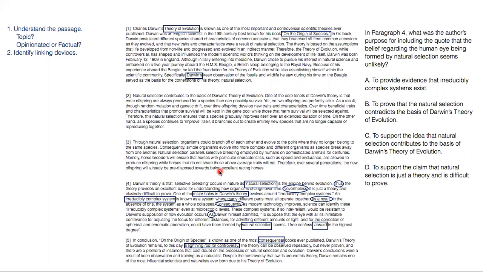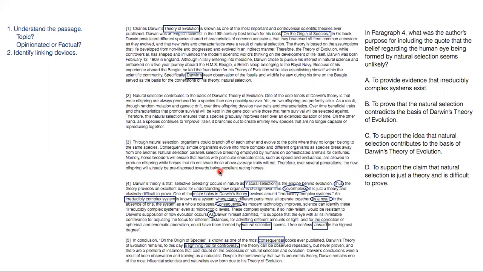One of the major holes in Darwin's theory revolves around irreducibly complex systems. An irreducibly complex system is known as a system where many different parts must all operate together. As a result, in the absence of one, the system as a whole collapses. Consequently, as modern technology improves, science can identify these irreducibly complex systems even at microscopic levels.